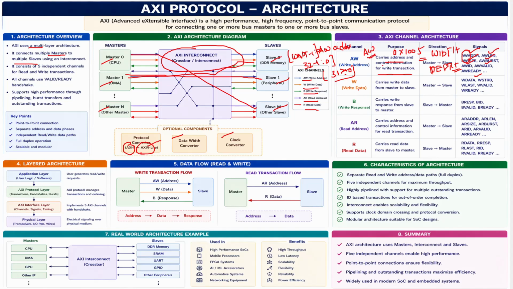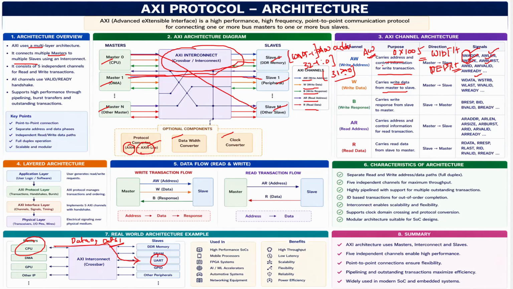Similarly, write data. Write data carries data from master to slave. This is your master; my master is any CPU, and my slave is UART. From CPU to UART we are communicating. At that time, it carries some data: data 0, data 1, data 2. So this data will be carried through this write data channel from master to slave.